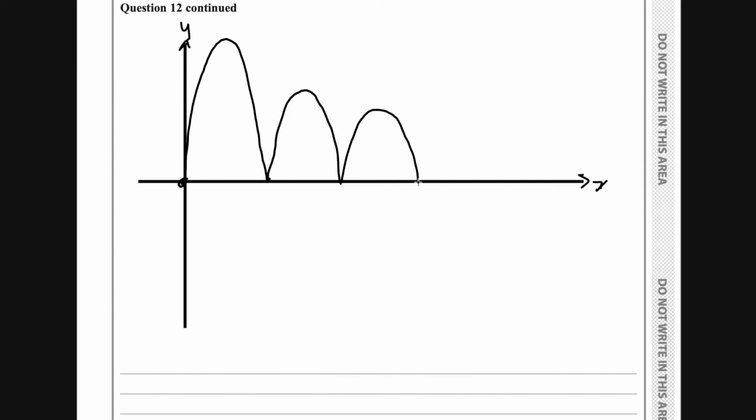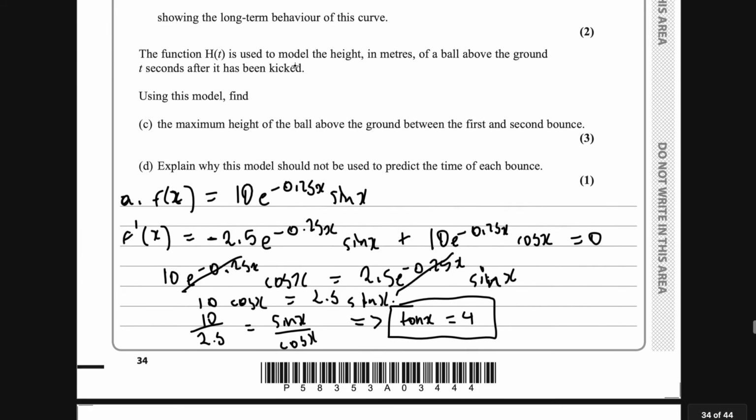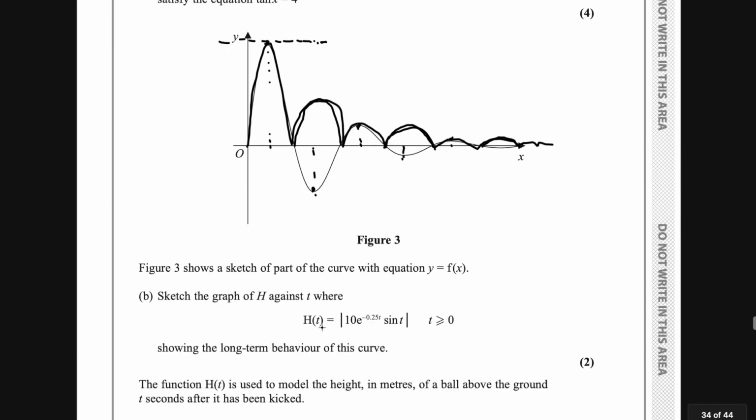Okay, and just ensuring that after each bounce, the curve gets smaller and smaller in height. Okay, and that should suffice for a brief sketch of this particular function here.